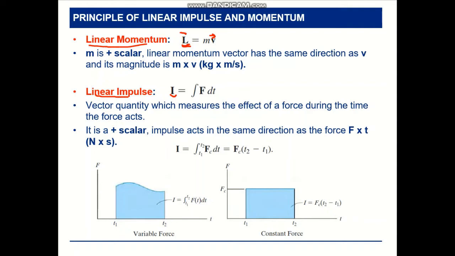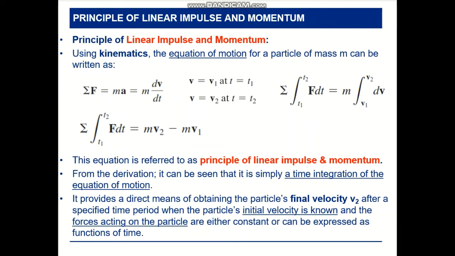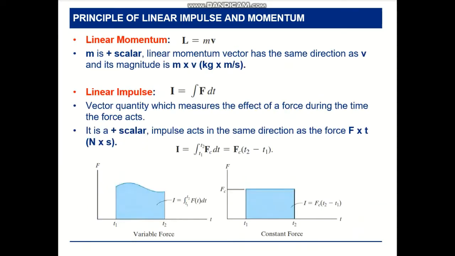As you remember from the previous slide, on the left side we defined F dt, and on the right side is m dv. Here is the linear momentum, and here is the linear impulse. Let's go back to our original slide.